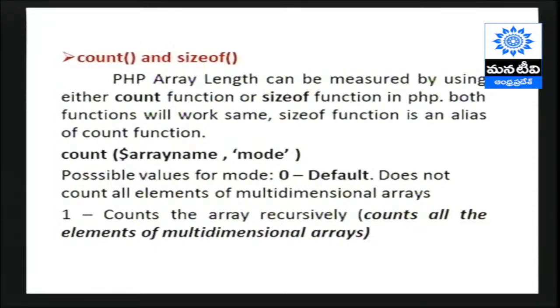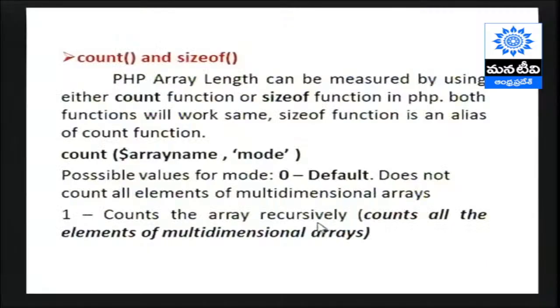That means, in case of an associative array consisting of 5 elements, it simply gives 5, where each element can be a sub array. So, in that situation, in order to know the total number of elements that are present in an array, we have to use the mode as 1, where it recursively counts the number of elements that are present in the array. So, in order to know the count size of the array, we can use either count or sizeof.